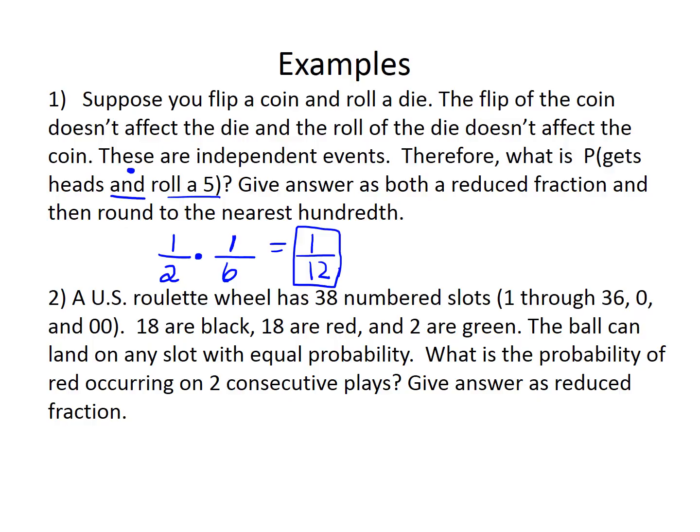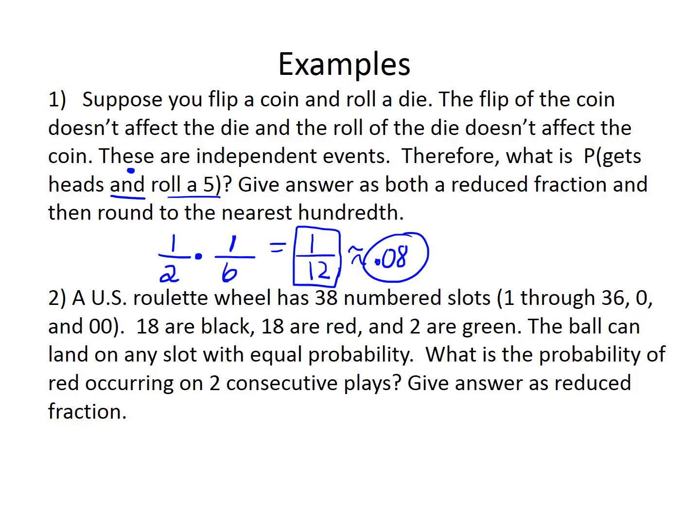It says give your answers both as a reduced fraction and rounded to the nearest hundredth. 1 divided by 12 is 0.083, so we'll just say 0.08 to round it to the nearest hundredth. Those events are independent, so with "and" we just multiply. So that's what you need to ask yourself: does one event affect the other one?